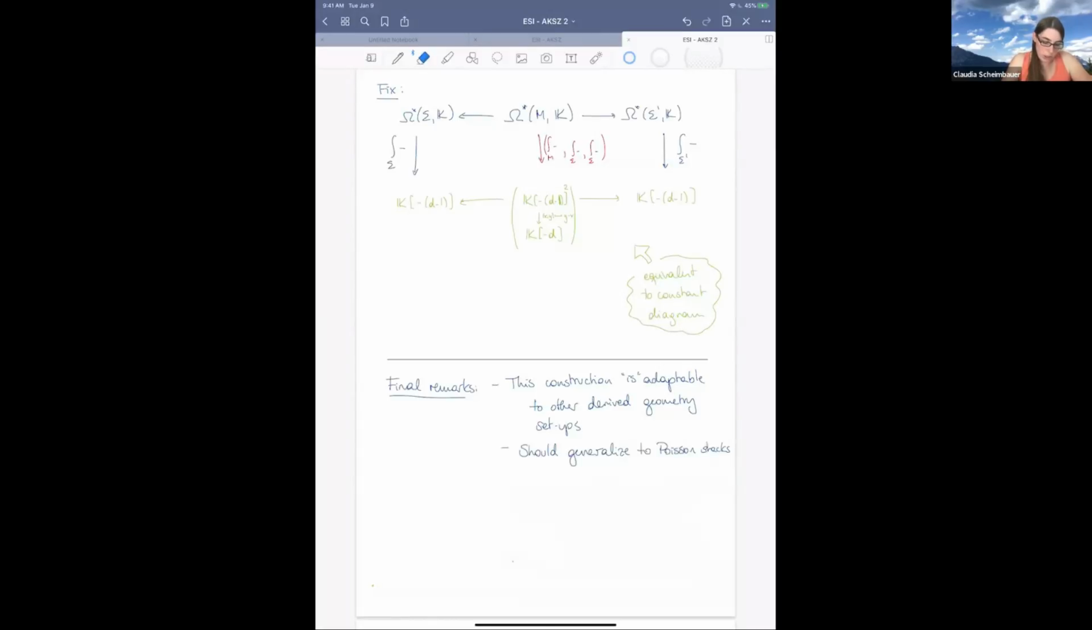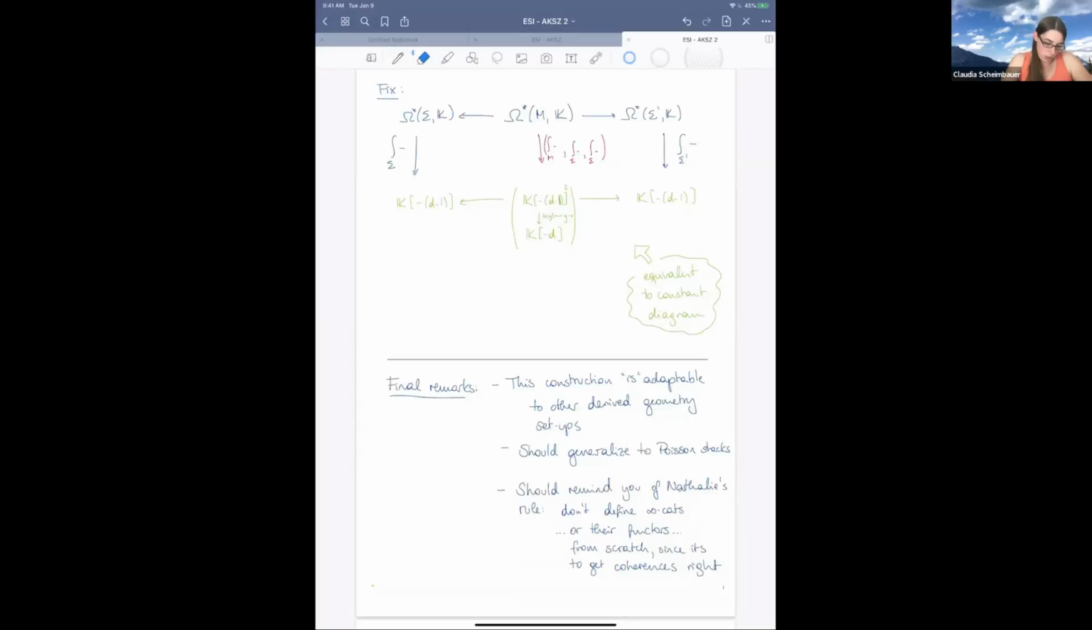Also, it should generalize to Poisson stacks. Those three authors before, Haugseng, Melani, Safronov, they actually generalized the targets to a Poisson version of that. And there are also these AKSZ versions for Poisson stacks.